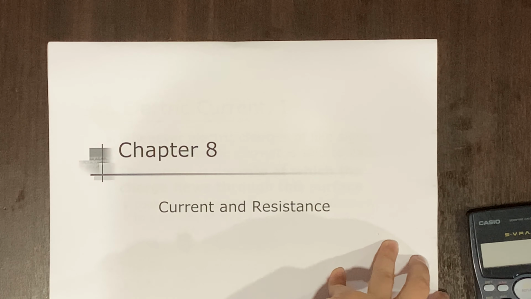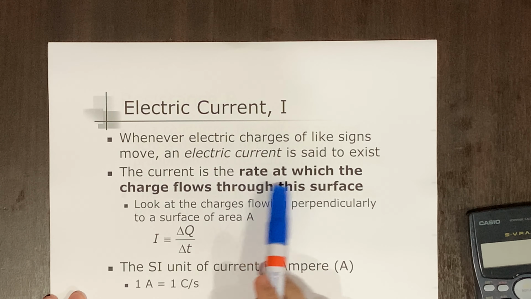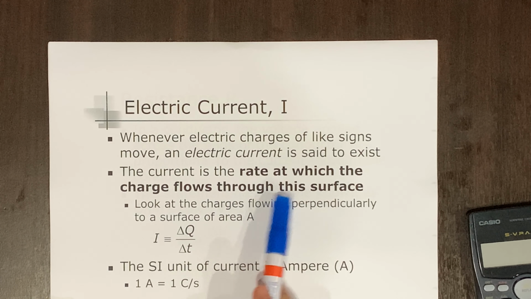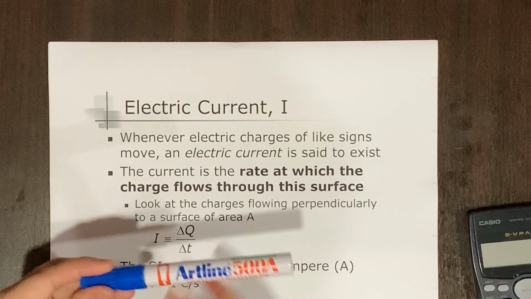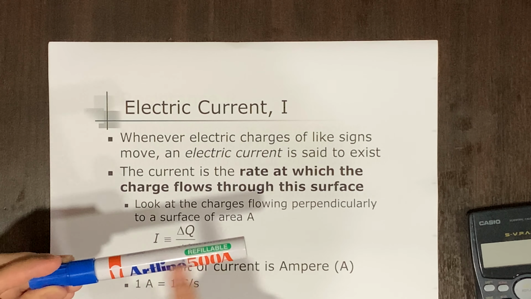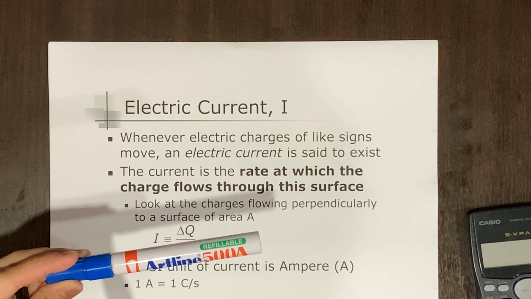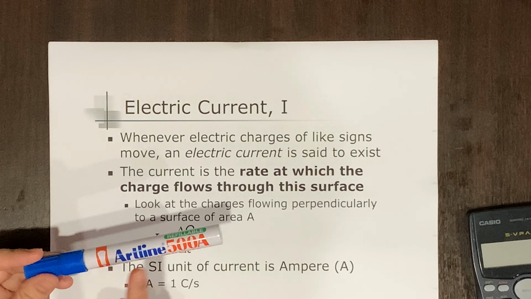So, first of all, electric current. What is electric current? Current is the rate at which charge flows through a surface. Surface means, for example, this is a wire. So current flows inside the wire, right? What flows inside the wire? The charge flows inside the wire. What charge? Negative charge, electron charge.